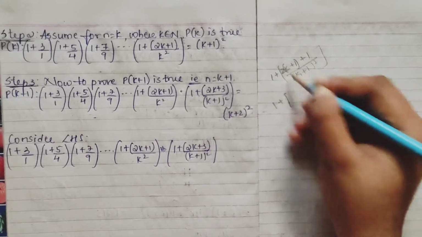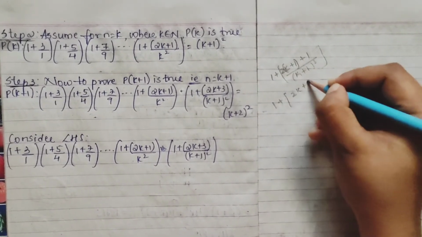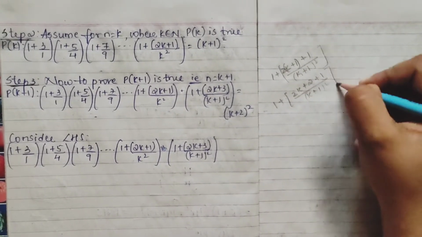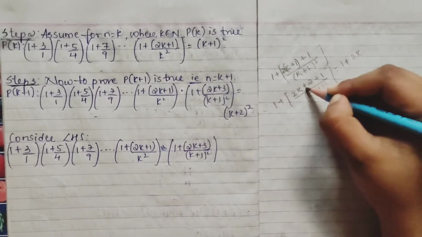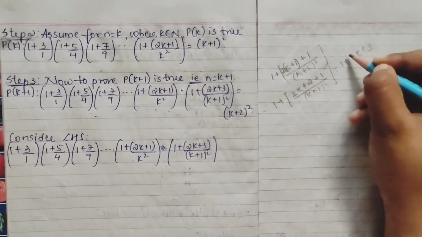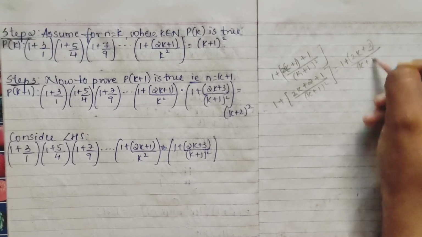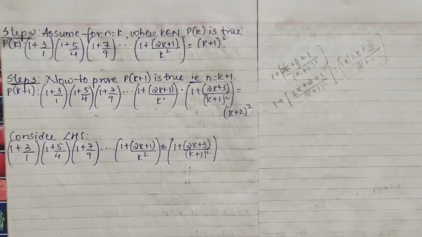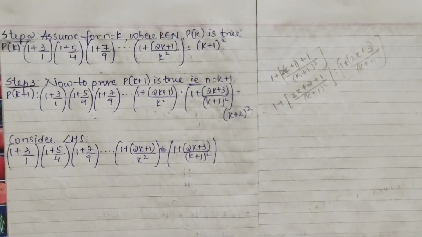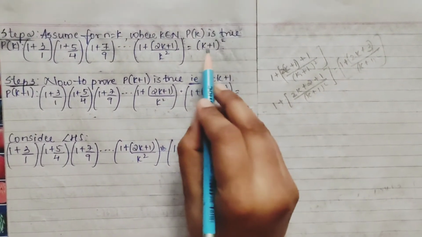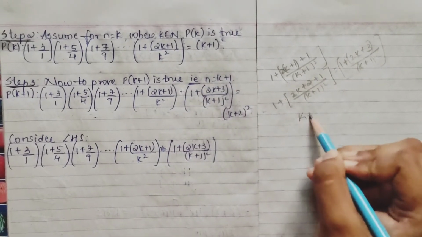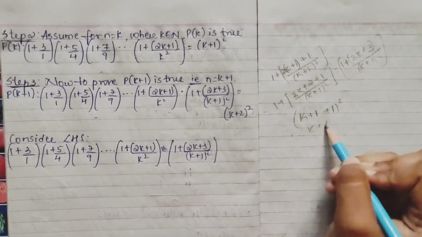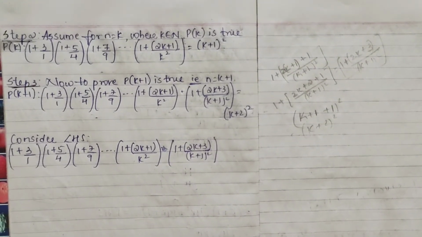So how will it be? 1 plus 2 into k is 2k, plus 2 into 1 is 2, plus 1, and (k plus 1) square. So automatically what will you get? 1 plus (2k plus 3) whole divided by (k plus 1) square. So like this, I have directly written the term. Even your right hand side, it is (k plus 1) square, so how does it become? (k plus 1 plus 1) square, so it automatically becomes (k plus 2) the whole square. I hope this much is clear.